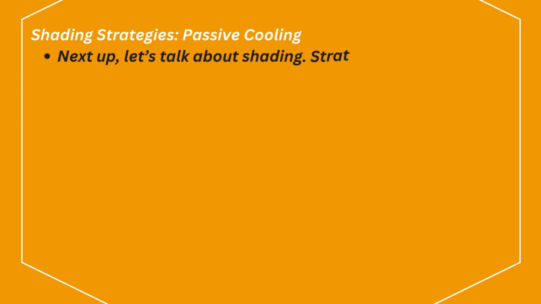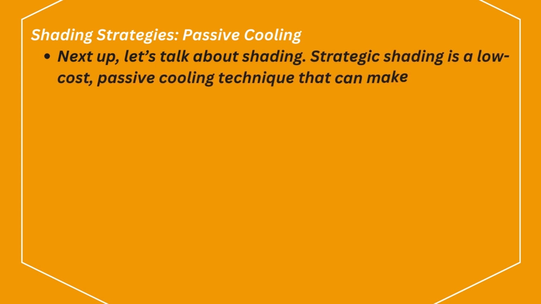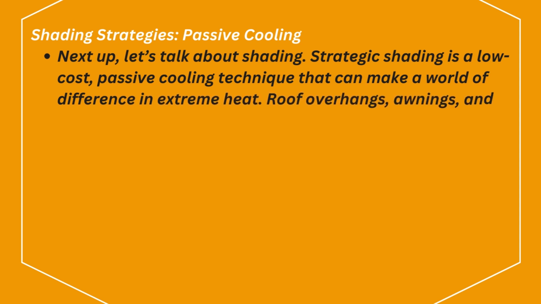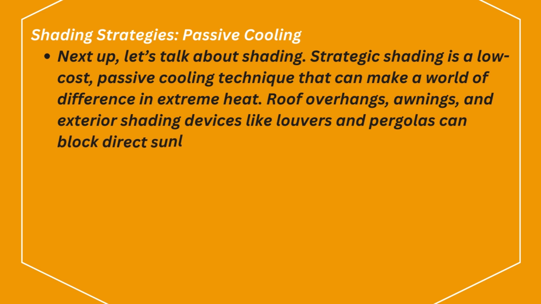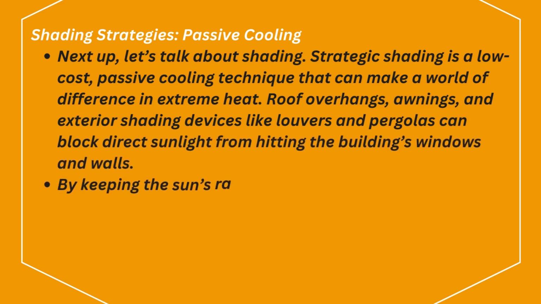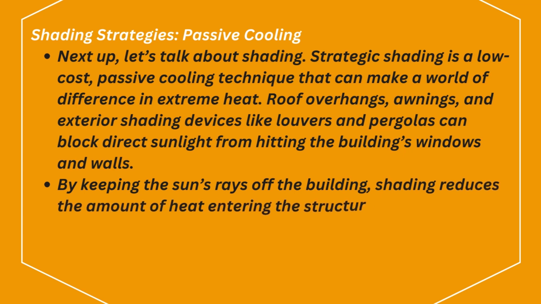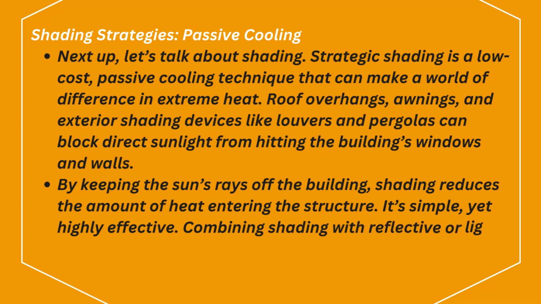Shading strategies. Passive cooling. Next up, let's talk about shading. Strategic shading is a low-cost, passive cooling technique that can make a world of difference in extreme heat. Roof overhangs, awnings, and exterior shading devices like louvers and pergolas can block direct sunlight from hitting the building's windows and walls. By keeping the sun's rays off the building, shading reduces the amount of heat entering the structure. It's simple, yet highly effective.